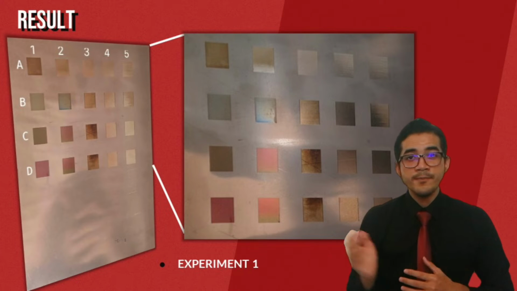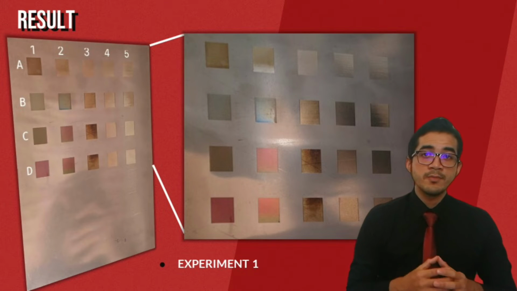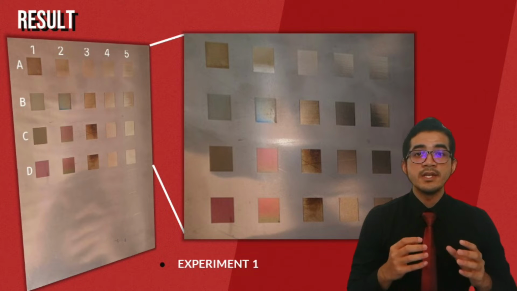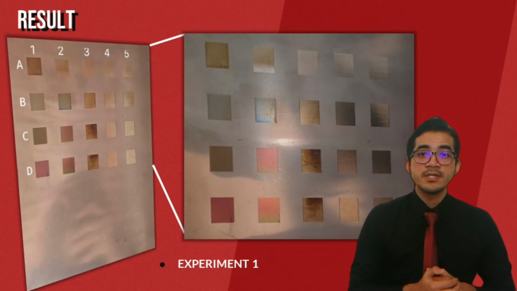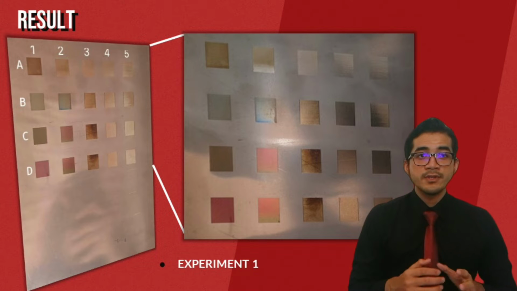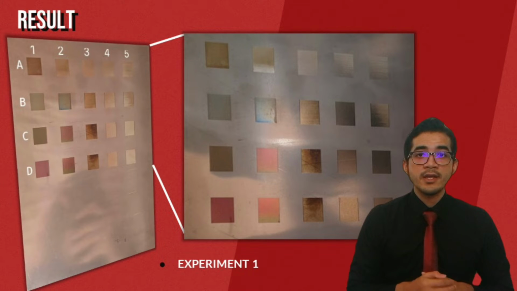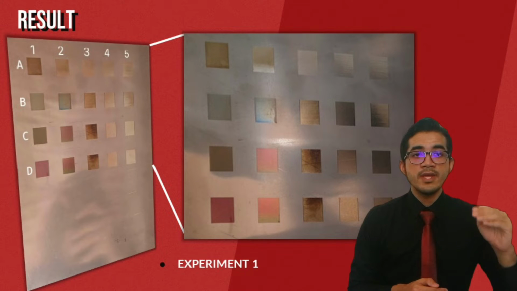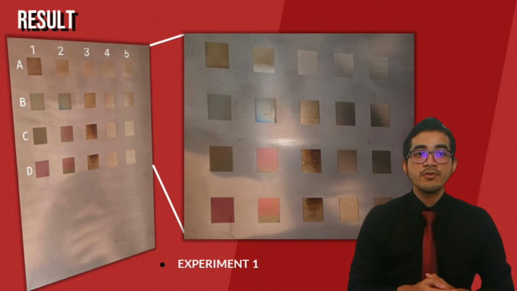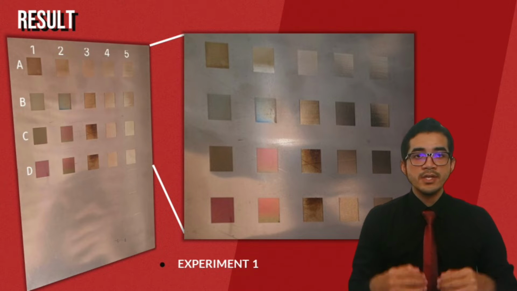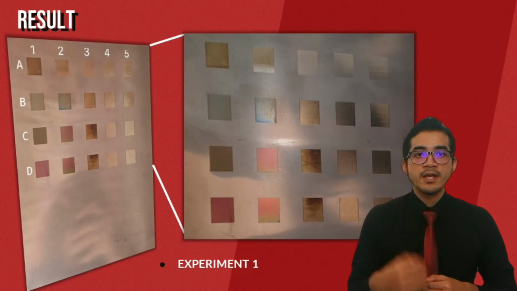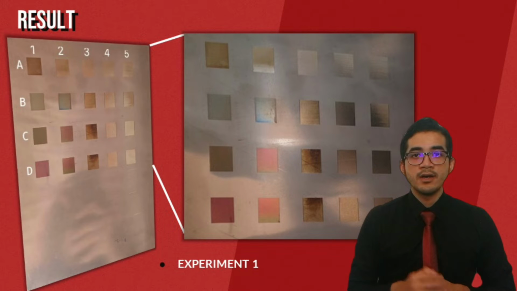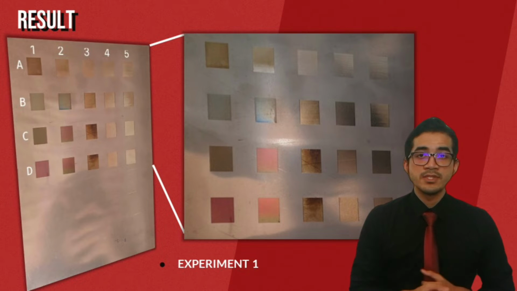As you can see here, this is the result for experiment 1, where the parameters used are the laser frequency versus the laser engraving speed. The square has been divided by column, using the letters A, B, C, D, and the rows are numbered 1, 2, 3, 4, 5. As we can see here, colors appear in certain squares depending on the parameter that has been used.